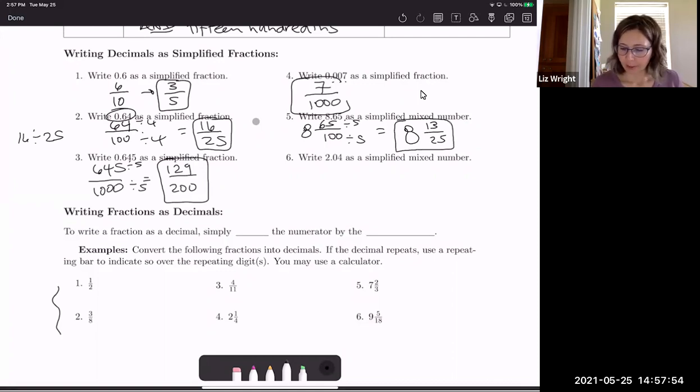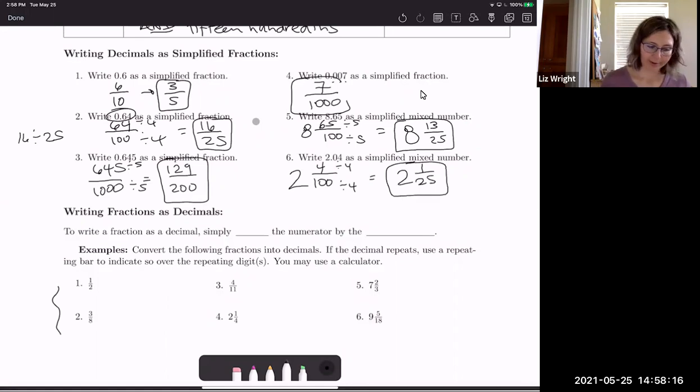And then our last one here, it says write 2.04 as a simplified mixed number. So it should be 2 and 4/100. And then we can definitely reduce that. Let's divide both the numerator and the denominator by 4. So then we're going to get 2 and 1/25 for our final answer there.